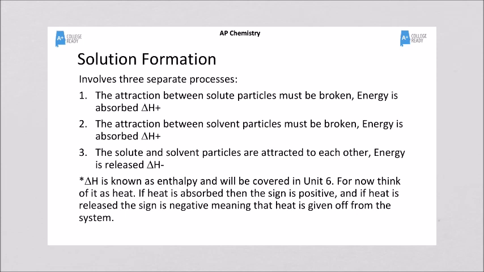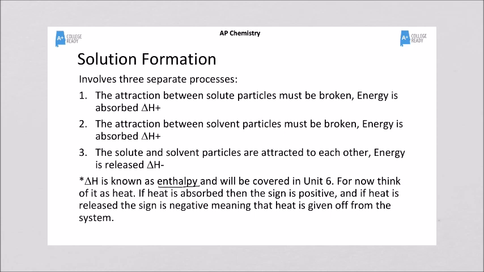And then lastly, when we talk about solutions forming, there's really 3 energy components here, and this will go into much more detail in Unit 6. I just wanted to give you an overall, and this delta H is called enthalpy. What I really want you to start thinking about is that for a solution to form, there are 3 different things that have to go on.